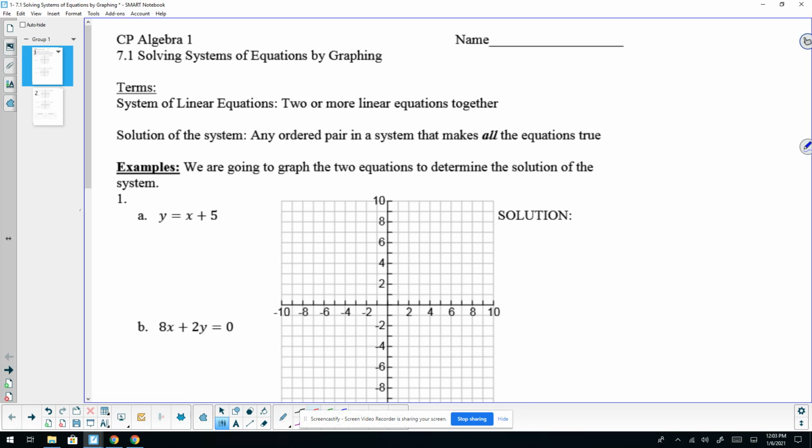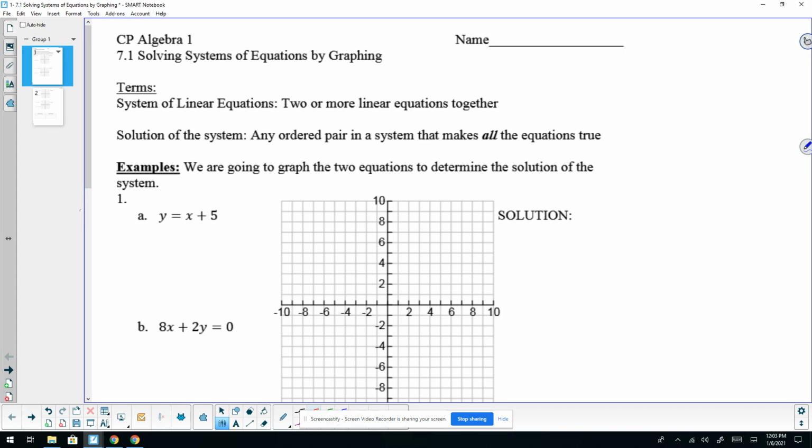A couple of terms that you need to understand. A system of linear equations is two or more linear equations together. In terms of a graph, linear, if you remember, means line. So a system of linear equations on a graph would be two or more lines on the same graph. The solution of the system is any ordered pair in a system that makes all of the equations true.